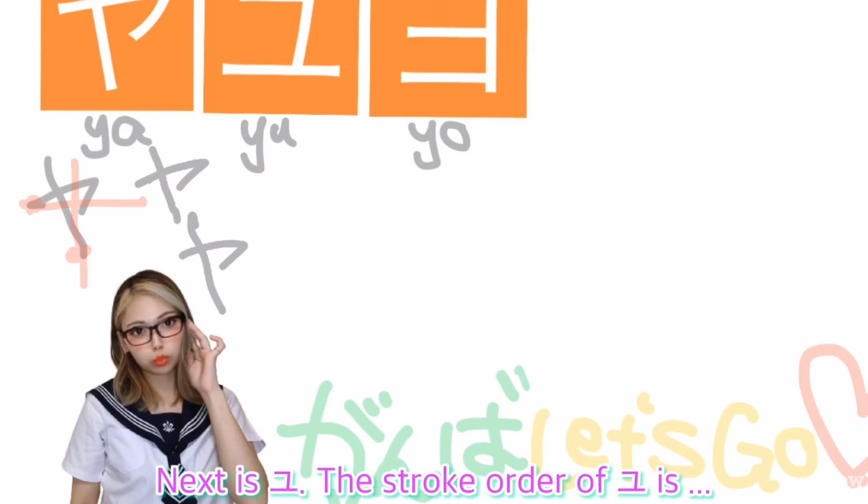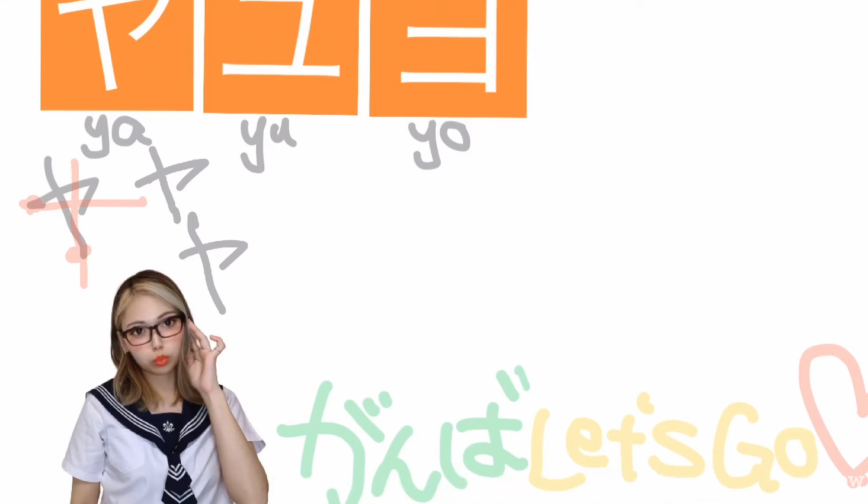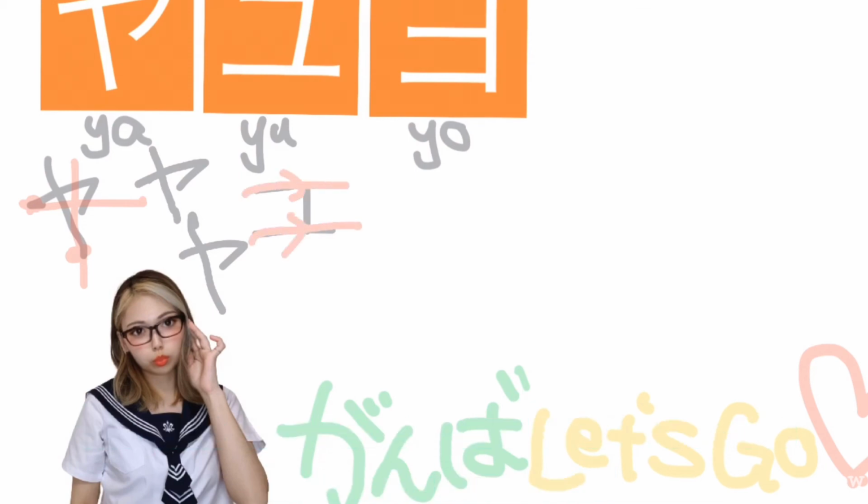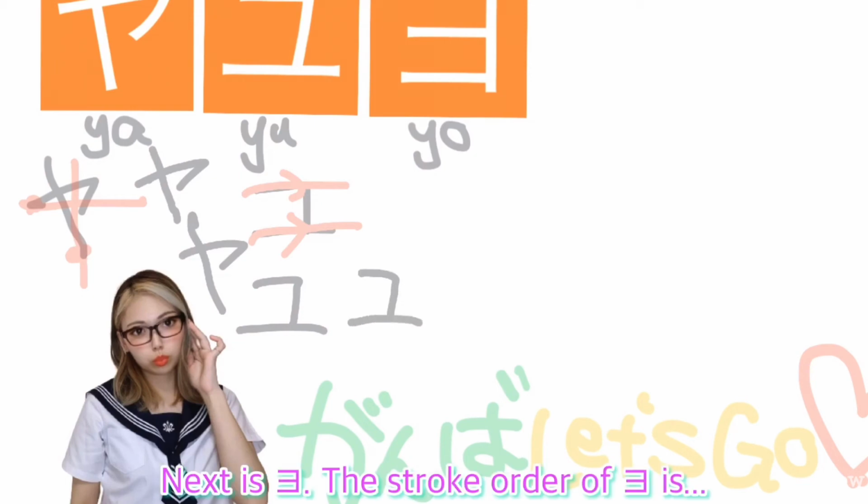The stroke order of yu is 1 and 2. And the point to write a beautiful yu is to make this line and this line parallel. Okay, so I'll write down again. 1 and 2. Next is yo.